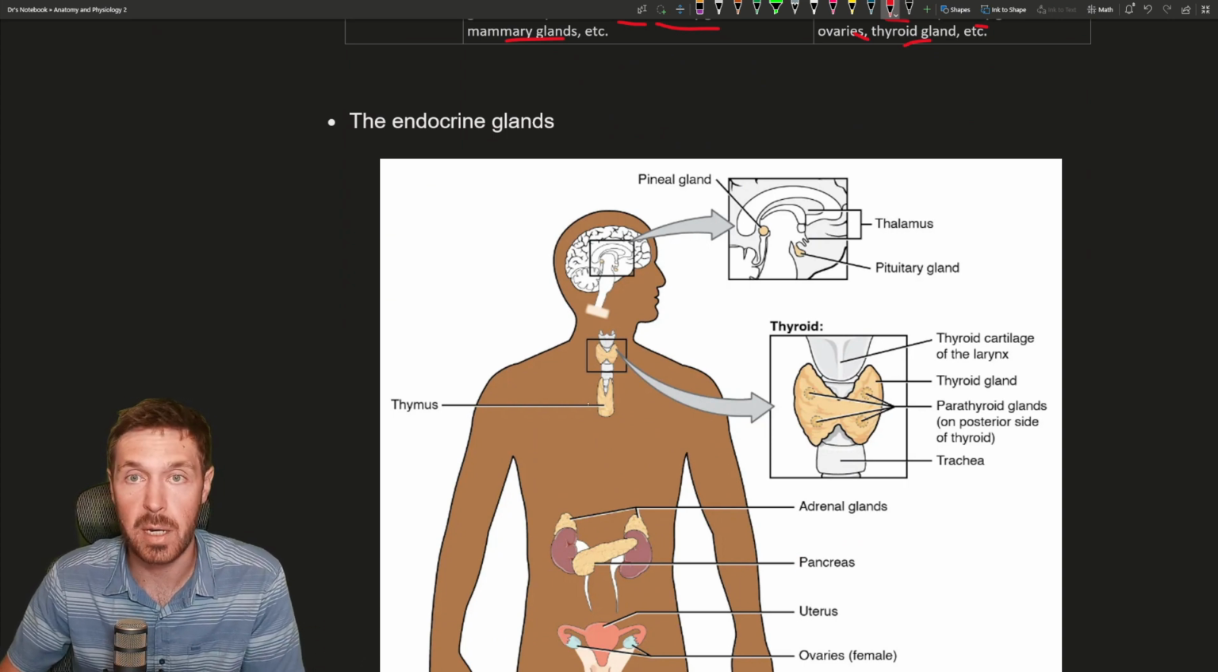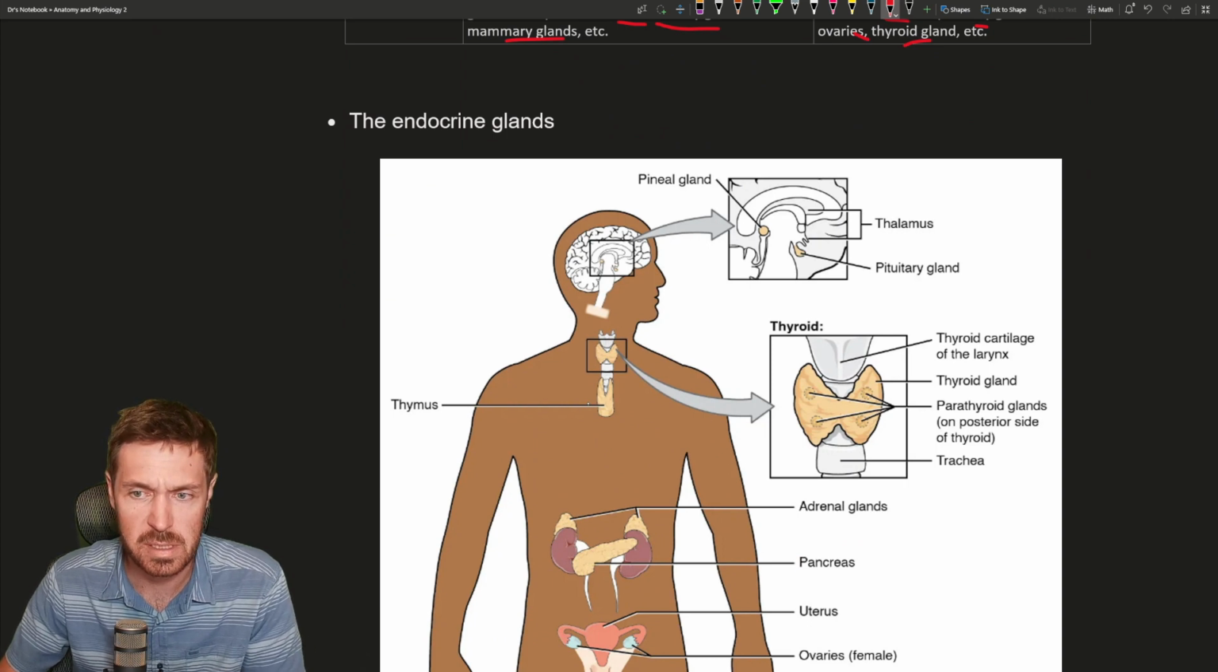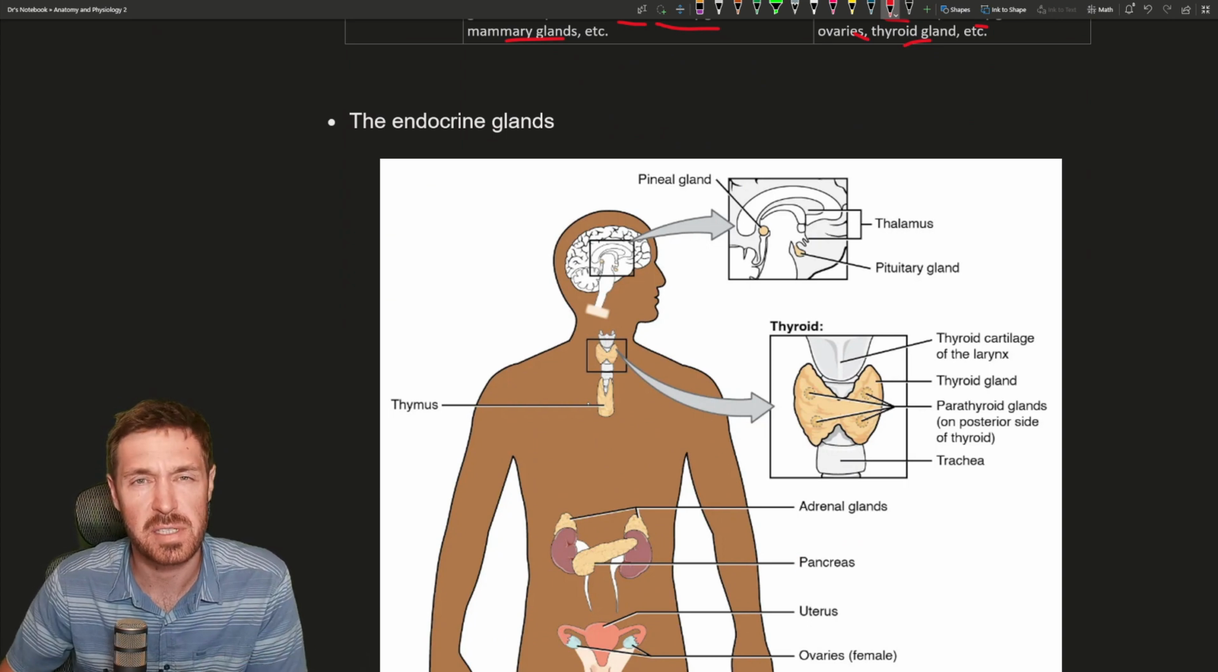First up in the brain, you have some neuroendocrine glands, meaning they're related to your nervous system, and it usually takes a neuron to cause the release of them. So first here is the pineal gland located in the epithalamus. Pineal gland releases something called melatonin, which helps regulate your sleep and wake cycle.